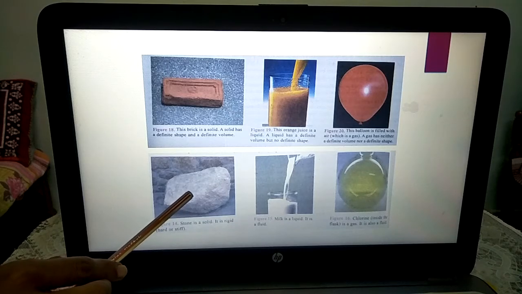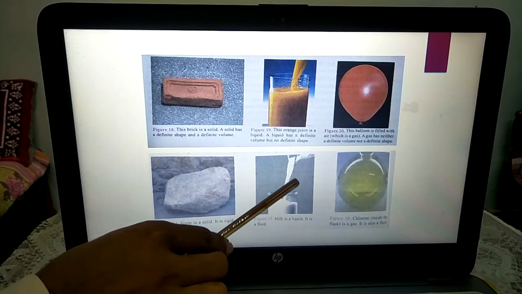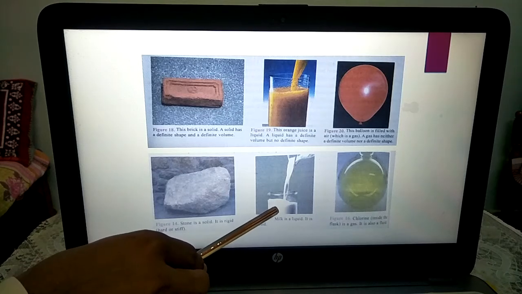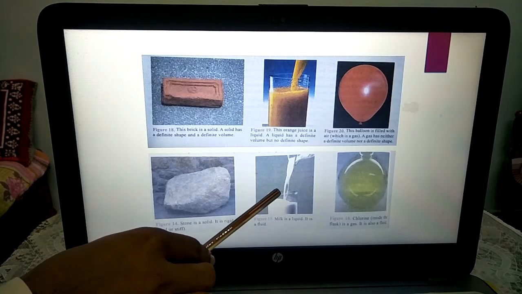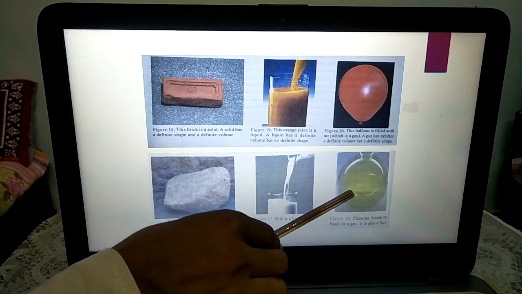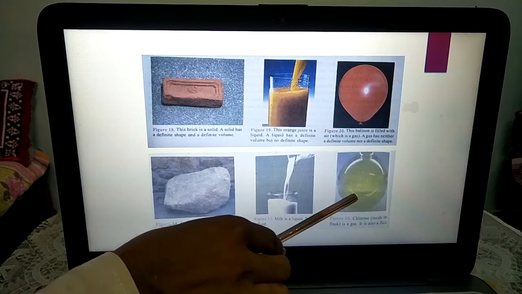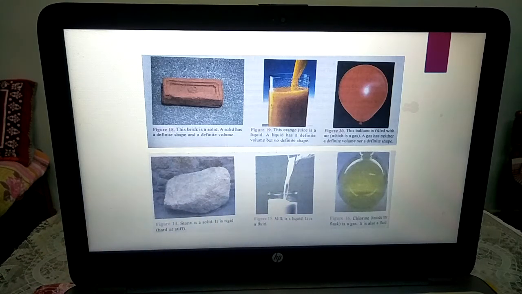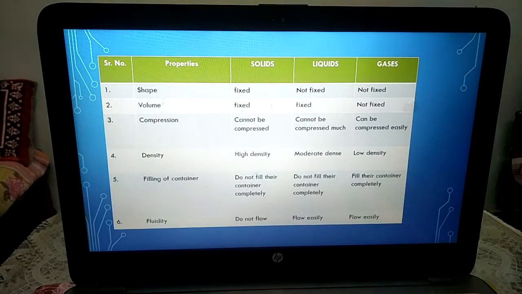This is a solid. This is pouring of milk from one glass to another, and it is taking the shape of the glass. This is nothing but a liquid, and in this flat bottom flask chlorine gas is kept. Green colour chlorine gas is kept. These were the examples of solid, liquid, and gases.